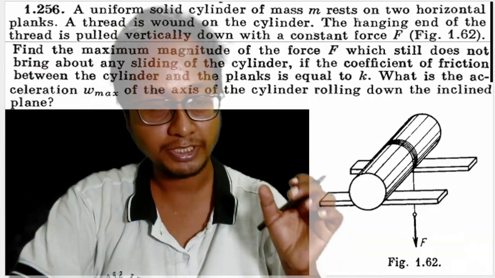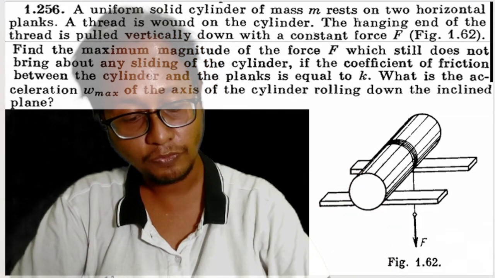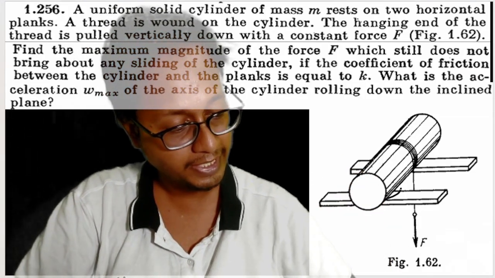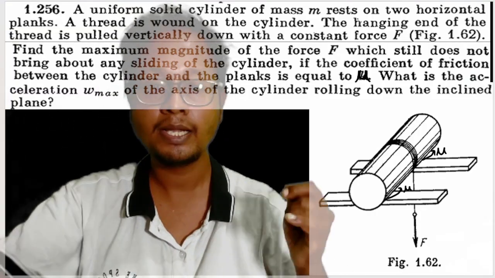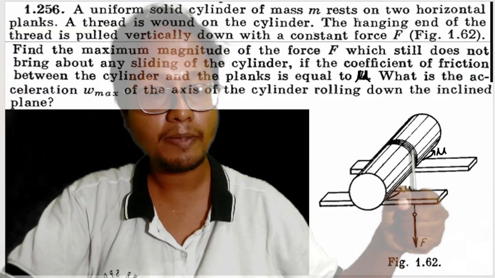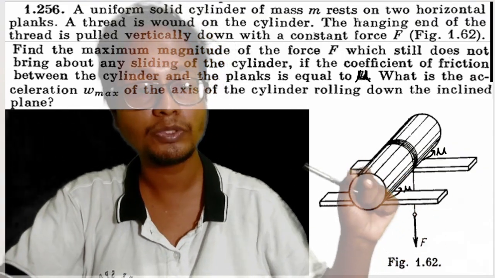So let's start with our next question. In this question, there is a cylinder kept on this surface. The coefficient of friction between the surface and the cylinder is given as mu. Instead of using k, we'll be using mu. Now the question is asking, what is the maximum force that I can apply out here, or pull this string, such that this cylinder rolls without slipping?